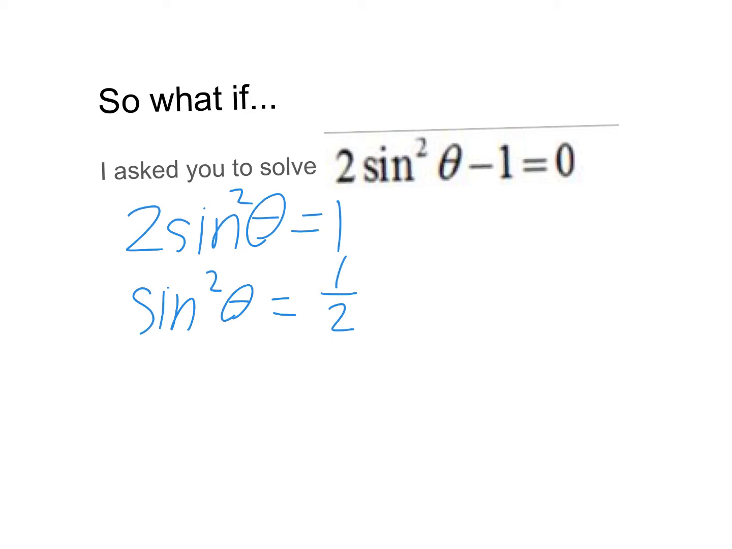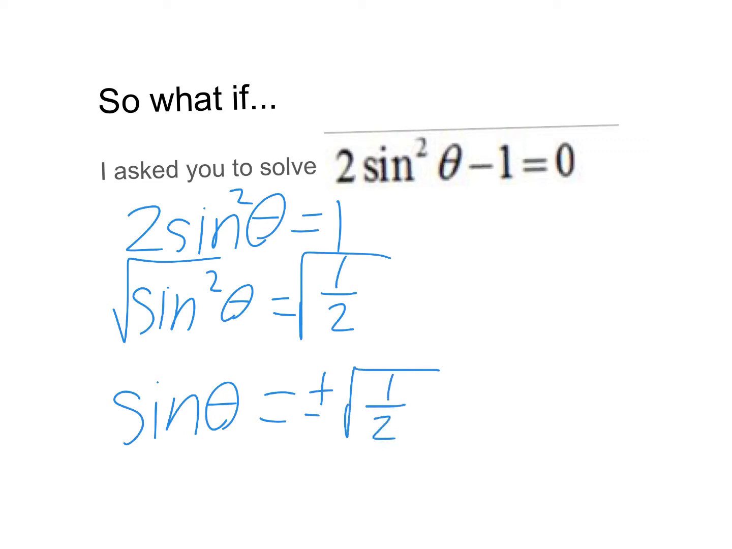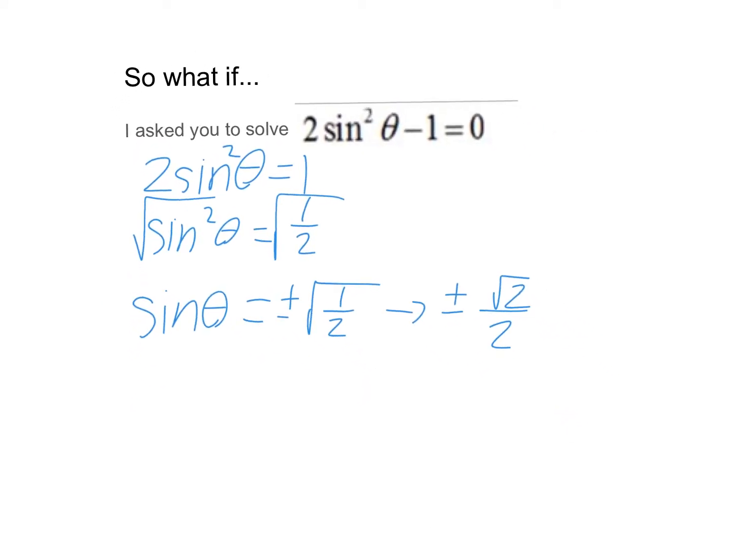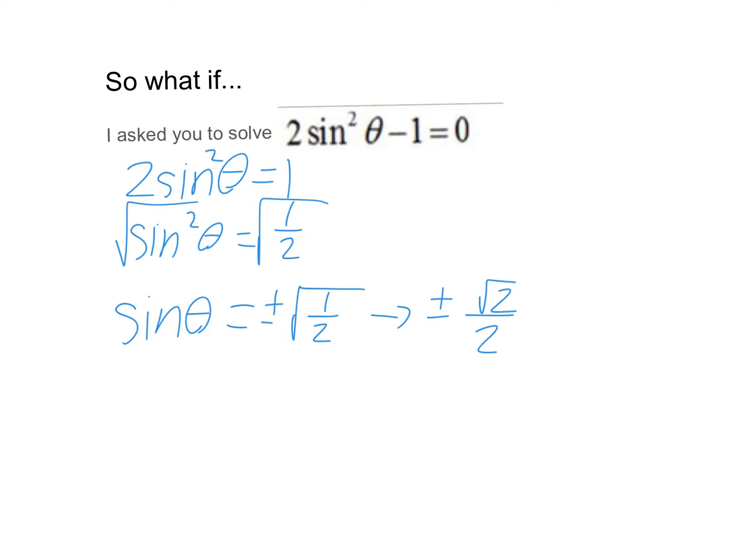I want to take the square root of both sides. That's going to be sine of theta is equal to plus or minus the square root of 1/2, which we've seen from the previous slide is equivalent to plus or minus root 2 over 2. Well, for what thetas do we have a sine value that is either going to be positive root 2 over 2 or negative root 2 over 2?